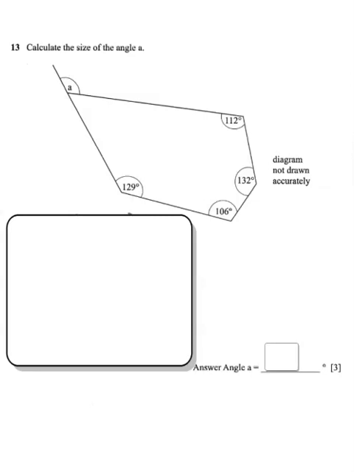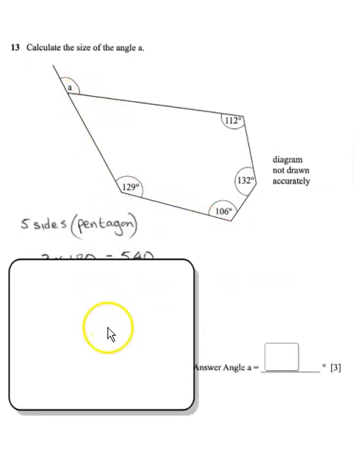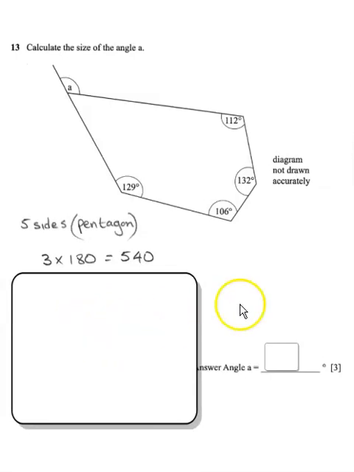So for this one, it's a pentagon. This one here has got 5 sides. So this one is a pentagon. What we're looking for is the angle next to the A. That's what we're aiming to get so we can work out what A is. So the first thing that we do is we work out that we know that it's a pentagon because it's got 5 sides, and it's 3 times 180.